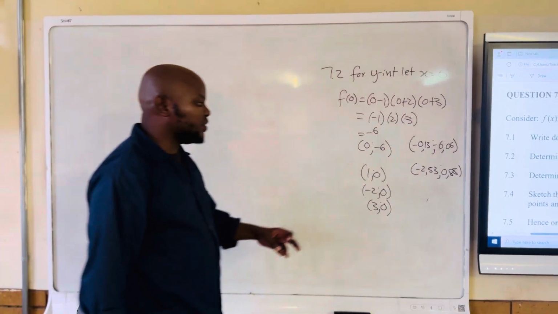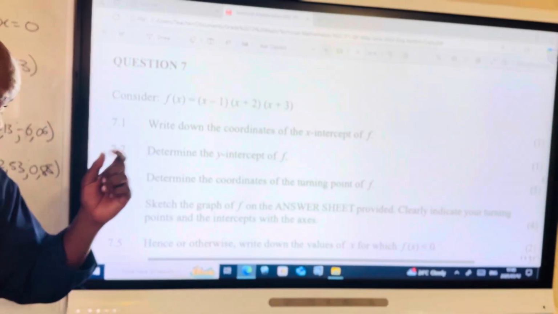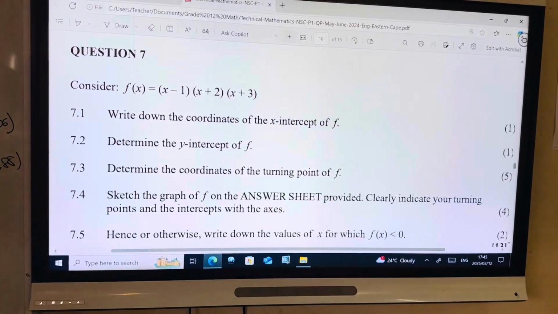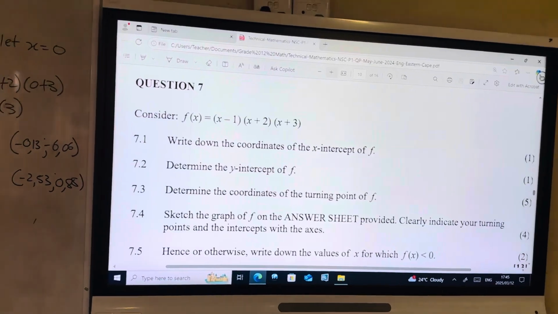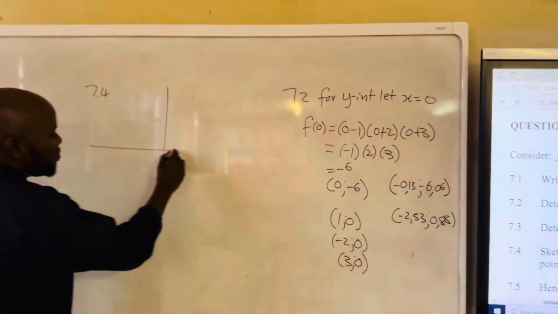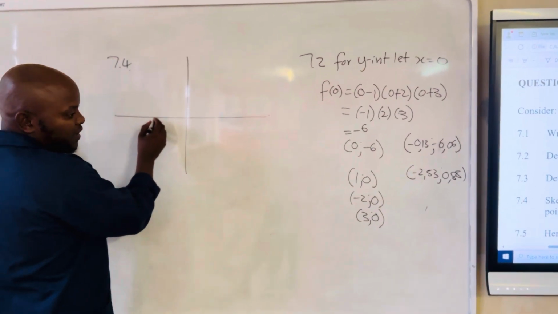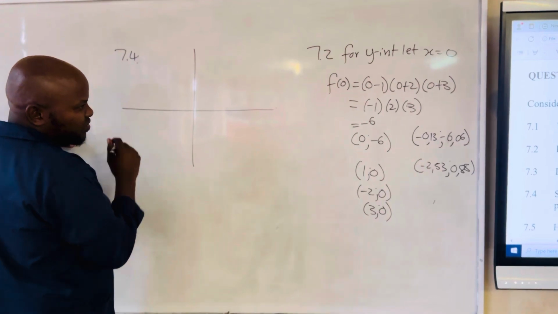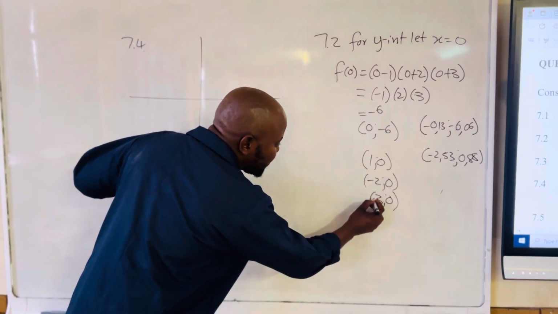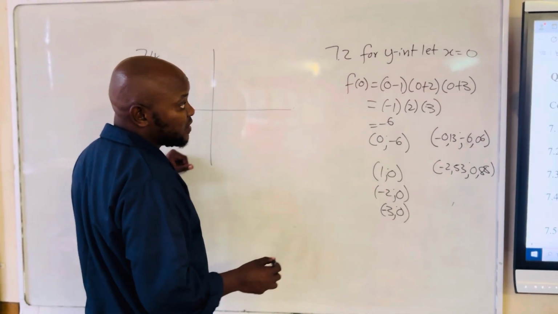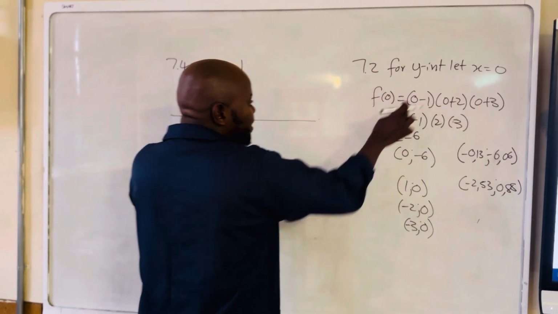So 7.4 now. It says, sketch the graph of f on the answer sheet provided. Clearly indicate your turning points and the x-intercepts with the axis. So we'll start with our x-intercepts now. The first x-intercept that you are having is how much? It's negative 3. You must remember that, which is when we equate it to 0, it will be negative 3 and negative 2. This one is positive 1.